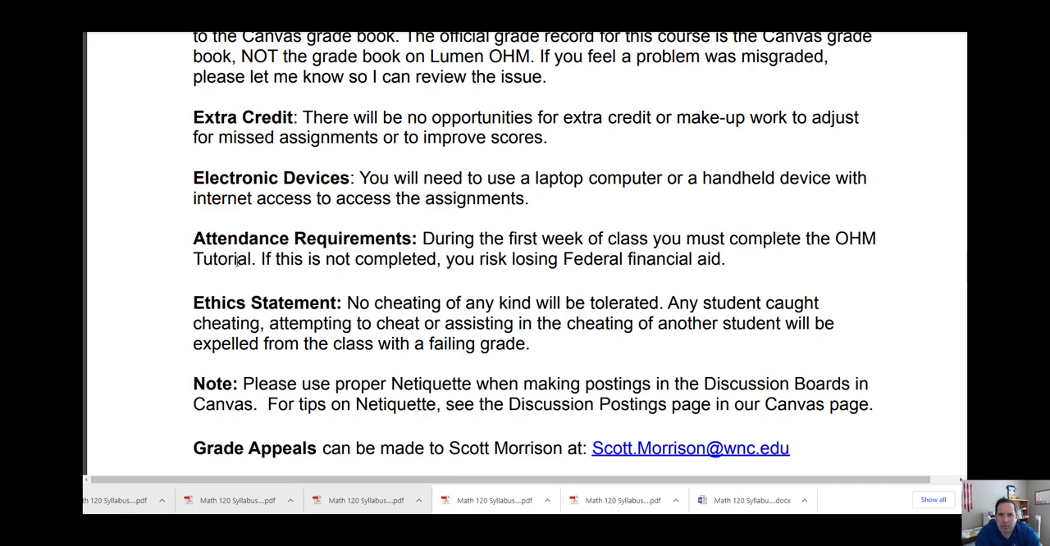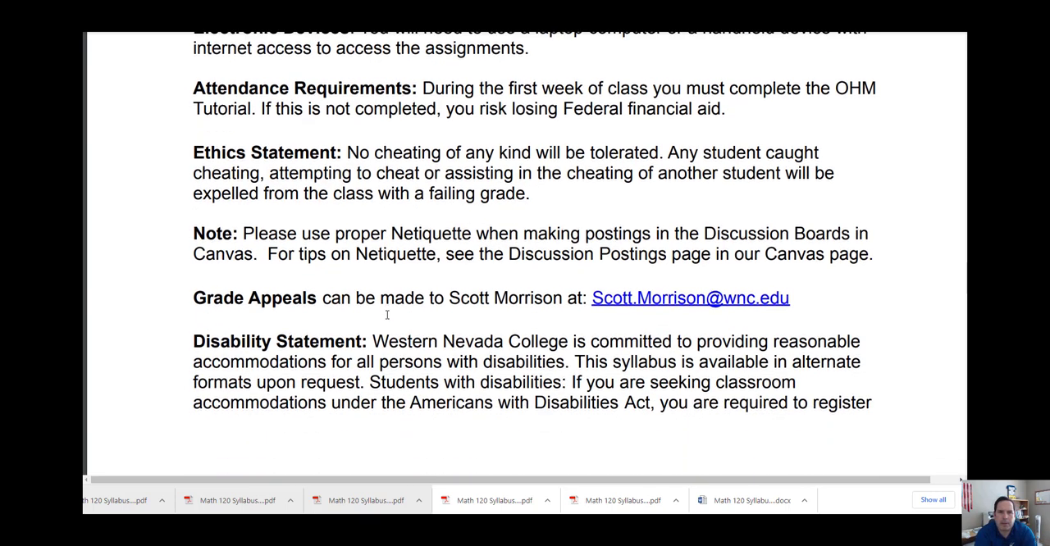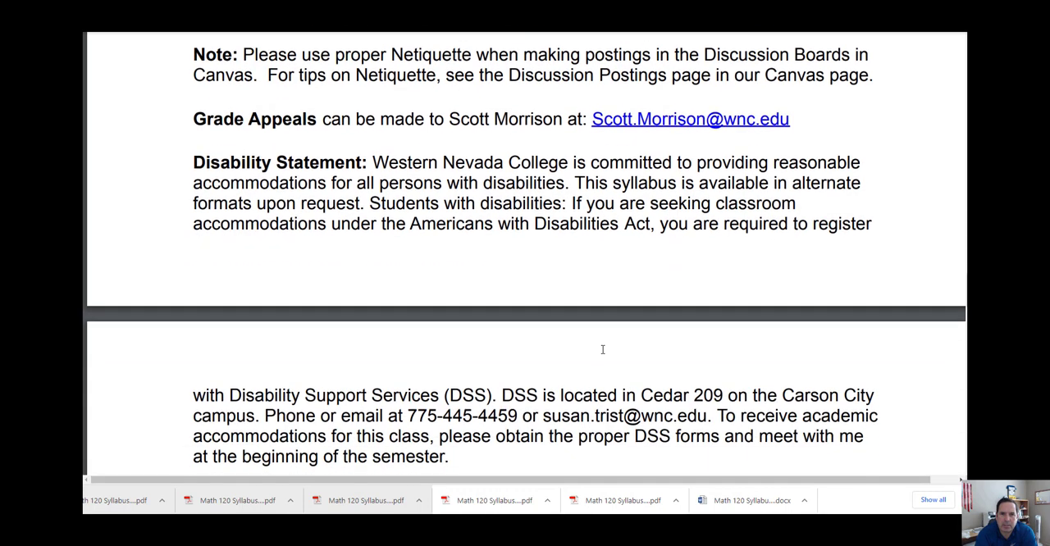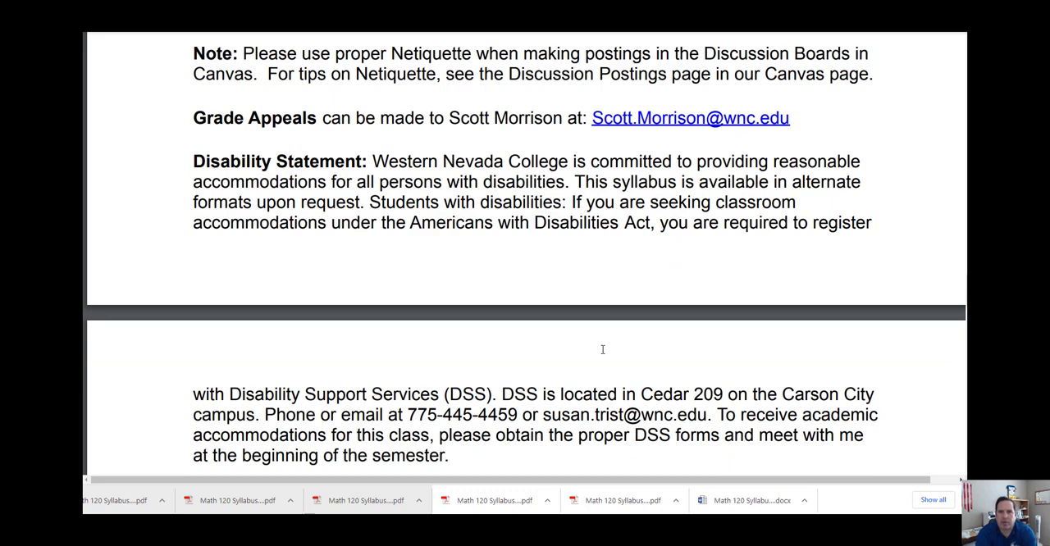Ethics statement: no cheating of any kind will be tolerated. Any student caught cheating, attempting to cheat, or assisting in the cheating of another student will be expelled from the class with a failing grade. Please use proper etiquette when making postings in the discussion boards and Canvas. For tips on etiquette, see the discussion postings page on our Canvas page. Grade appeals can be made to Scott Morrison. There's his email address.